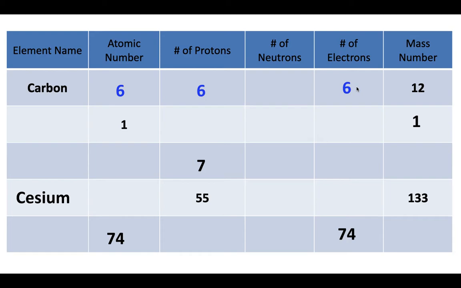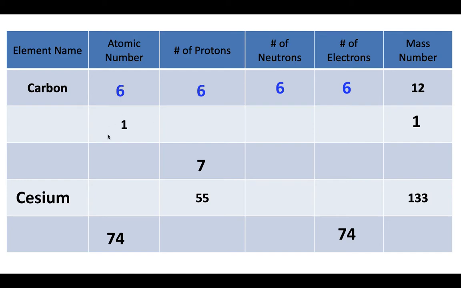In the practice that we do today, all of these elements will be neutral. None of them will have a charge of plus or minus, so all the protons and electrons must be equal. Now we have to find our neutrons. Remember, you can do your mass number, which is 12, minus your atomic number, which is 6. So 12 minus 6 is 6. Okay, let's try the next one.